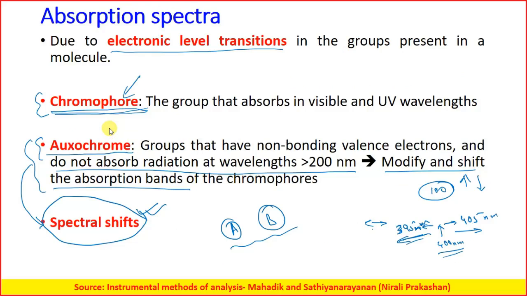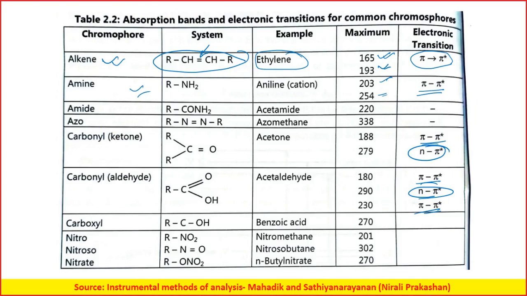So in some of the cases you can see the n to pi star transition also. These are some of the chromophores. You have to remember these chromophores, their chemical structure and the examples. There is no need to remember this part, and it is better to remember the electronic transitions that have been given over here. So you have to write down this. You need not write down these wavelengths, but this is just for your information.